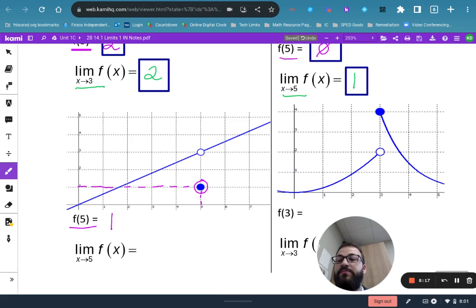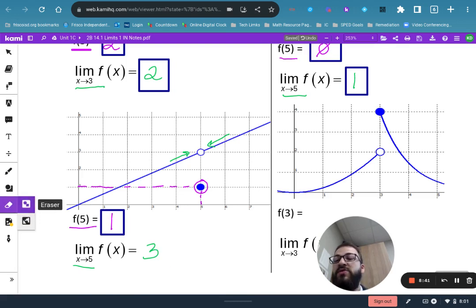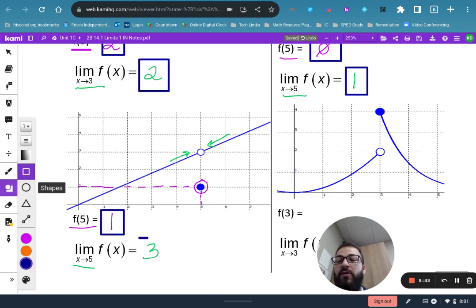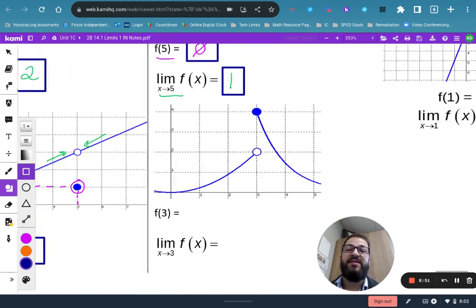For my limit, once again, I approach my x value of 5 from both the left and the right. As I approach from the left and the right, my function looks like it gets to a y value of 3. So this would be a case where both the function and the limit exist, but they're a little bit different, because where the function looks like it gets to is one y value, even though the point is somewhere else. Okay, so let's look at our last situation.